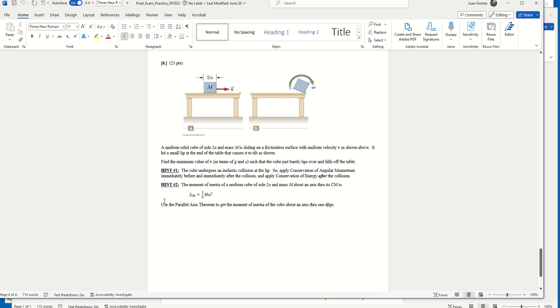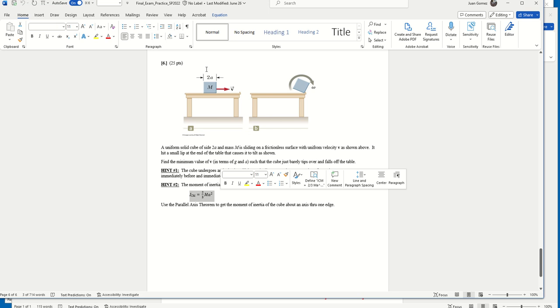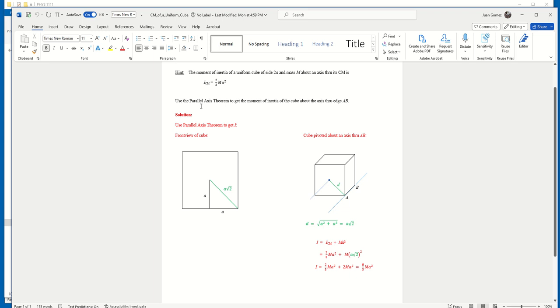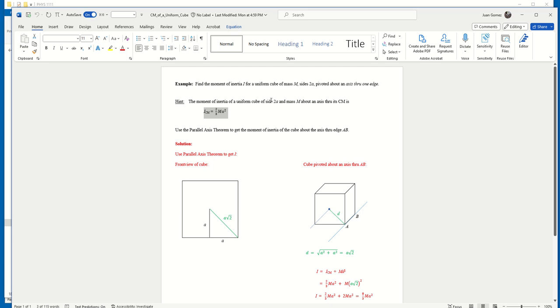Well, let's use the parallel axis theorem and get that moment of inertia. You're given that the ICM for a uniform cube, size 2a, mass m, is 2/3 ma squared. Okay, so now the cube is going to rotate about an axis that passes through one edge, that passes through the points A, B, right there. And again, we know that the ICM is 2/3 ma squared. Now remember, this is for a cube where each side is width 2a.